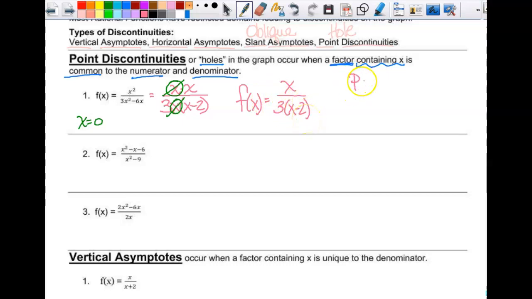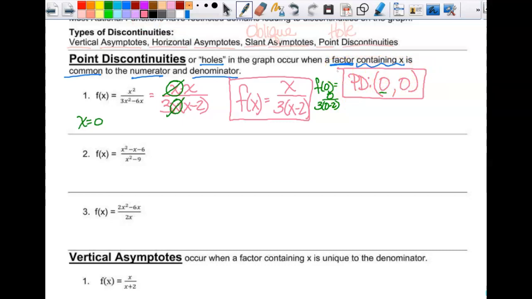My point discontinuity is an ordered pair. It has an x value at whatever we solved here, so x is 0. And then whatever this x value is, you substitute it into your reduced function. So I need to find f of 0. It's not always f of 0, it's f of whatever that is. So that's going to give me 0 over 3 times 0 minus 2, which just gives me 0. So my hole is at 0, 0.